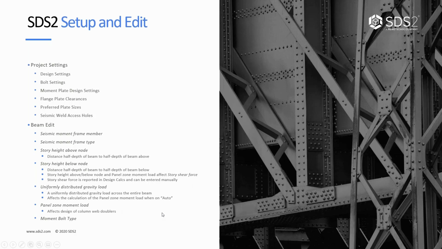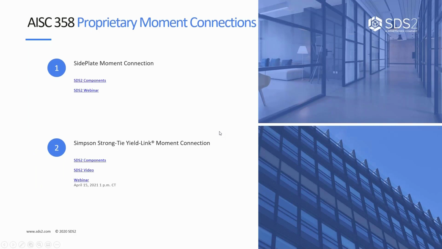And then we're going to see the new panel zone moment load, which affects the design of our column web doublers. Moment bolt type here, that affects obviously the bolt type in the flange plates. So we'll see all these and where they're all at as we go through the demo here, just kind of hammering the points home a little bit.